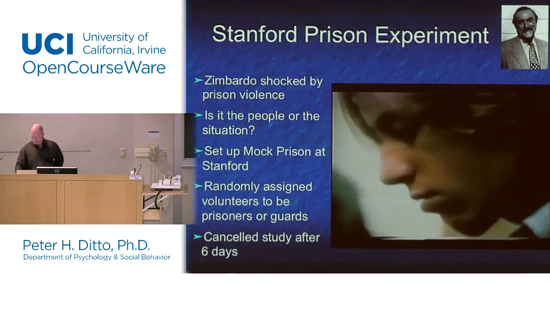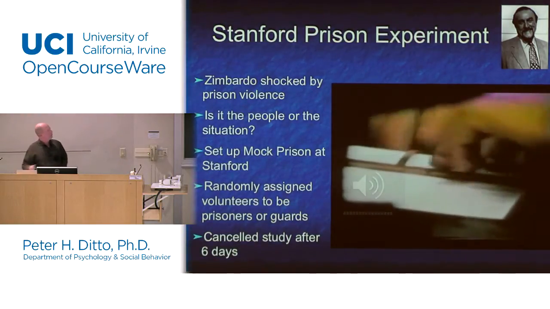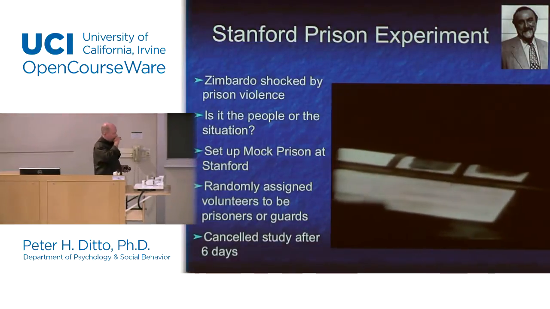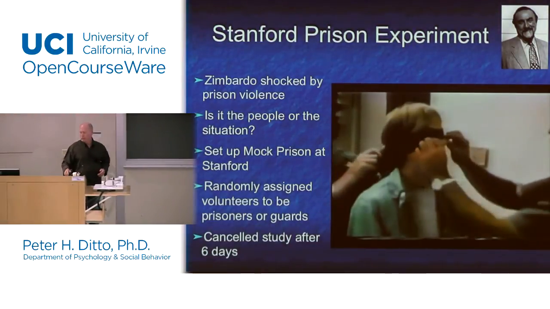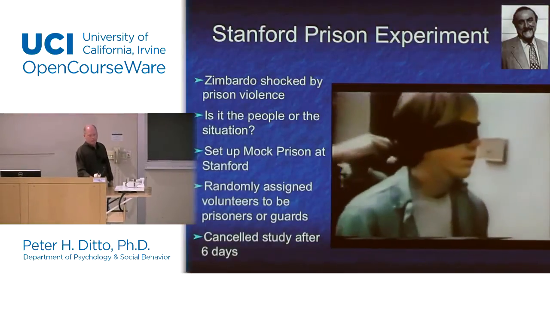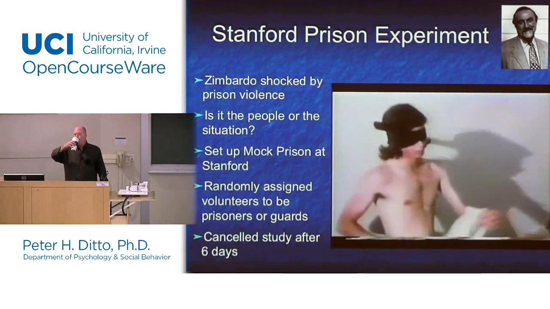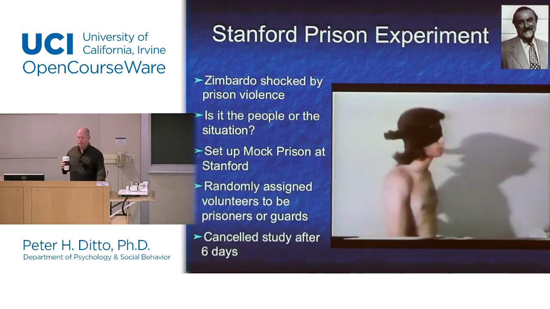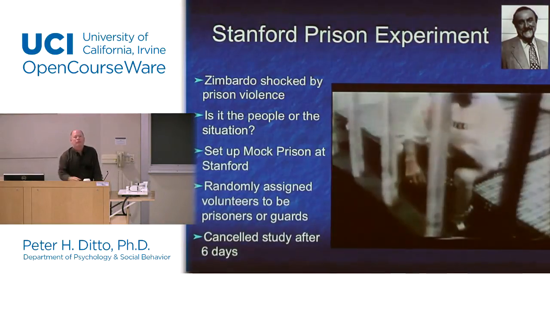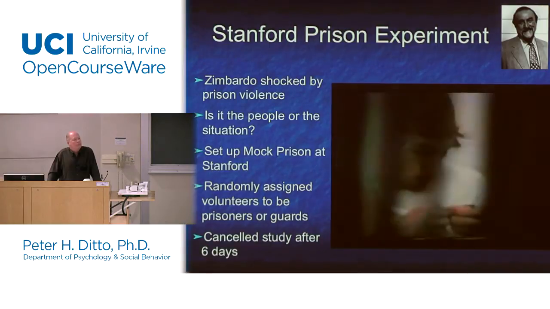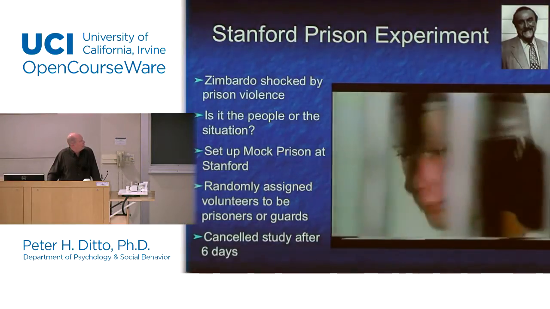Some students were then randomly selected to act as prisoners, while others became guards. The researchers surprised the prisoners by having them arrested at their homes and dormitories. The prisoners went through rituals to establish their new lowly status. They lived in tiny cells 24 hours a day, cut off from their usual surroundings.